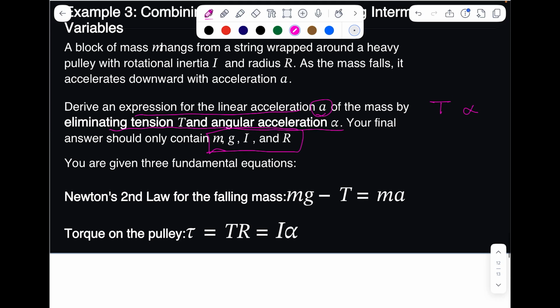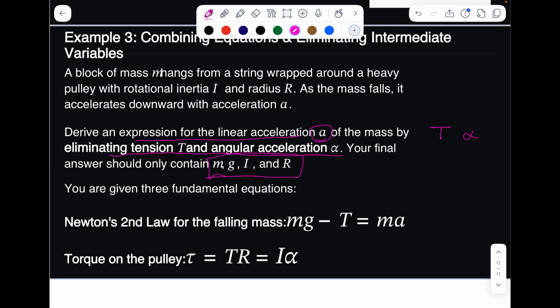And I've been given 3 equations. Where's my third equation? Looks like I've got 2 here. There's a missing one. I'm going to write it out here. It's alpha equals A over R. Okay? So what are the steps?